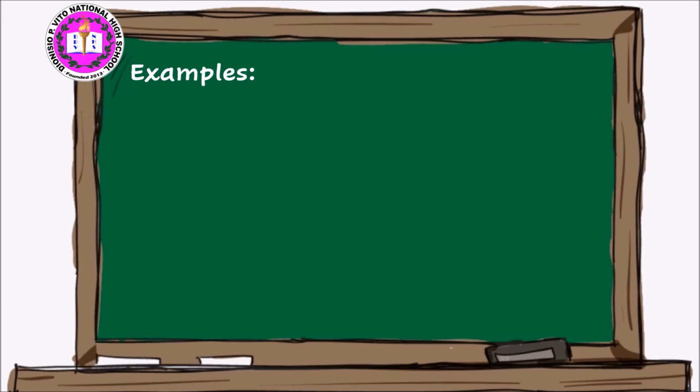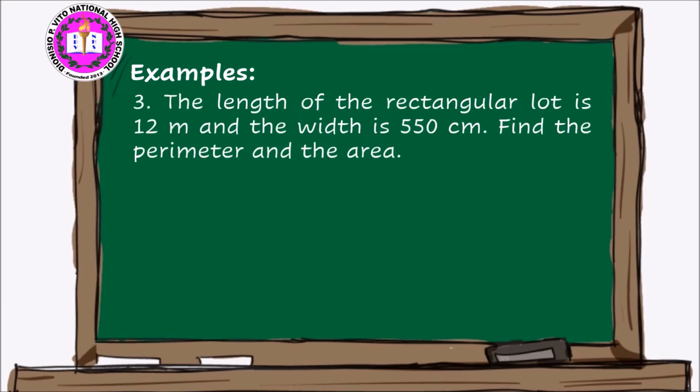Let's have example number 3. The length of the rectangular lot is 12 meters and the width is 550 centimeters. Find the perimeter and the area. So our solution. First, let's have the given. Our length is 12 meters and our width is equal to 550 centimeters.